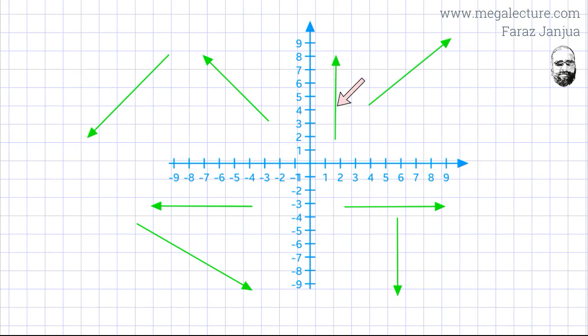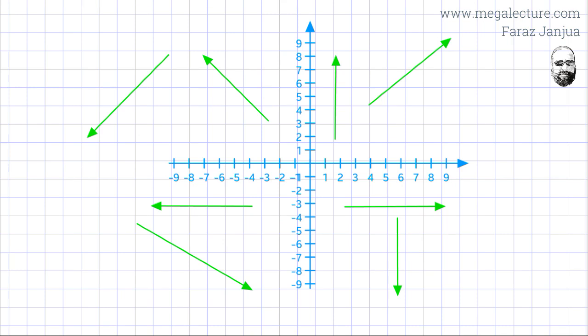This one is vertical upward. This is vertically downward. Horizontal towards right, horizontal towards left. And there are 4 inclined vectors as well. As you can see, is the fourth form. 1, 2, 3, and 4. 4 inclined vectors that are in between the horizontal and vertical.